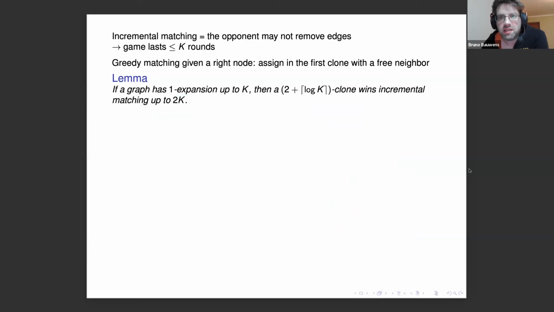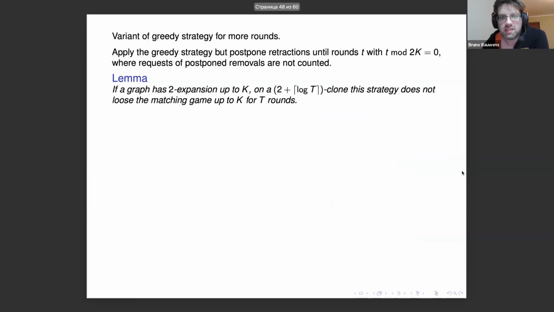Okay, let us clear everything and go to the next slide where we extend this result. So now, what if we don't have K rounds, but we have T rounds? T is bigger than K. Then in such a game, the greedy strategy works with a minor modification. And what is this modification?